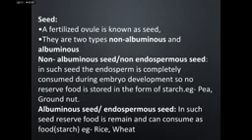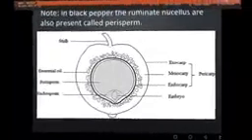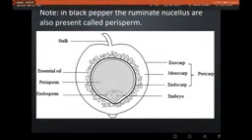In non-albuminous seeds, the endosperm is completely consumed during embryo development, as we discussed earlier. And in endospermous seeds, a portion of endosperm is conserved for future use. Albuminous seed examples are rice and wheat, and non-albuminous seed examples are pea, groundnut, etc. Endospermic versus non-endospermic seeds, we discussed earlier.